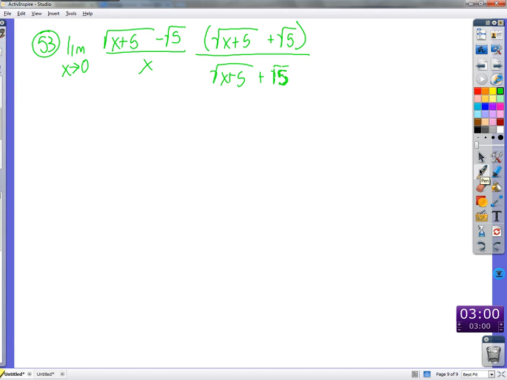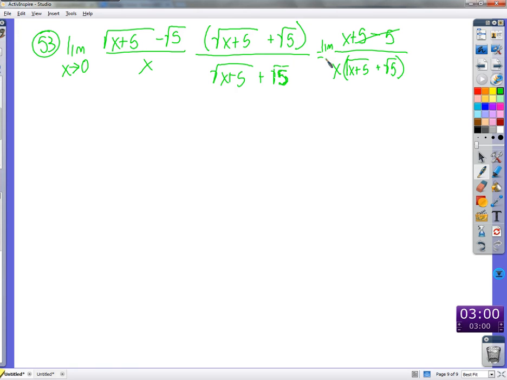Well, the thing about multiplying conjugates is you just get this term times this term minus this term times this term. Because when you multiply the middle terms together, you get exact opposites, so they just cancel each other out. So you get the square root of x plus 5 times the square root of x plus 5. What's that? X plus 5. Right. And this is a negative times a positive, so we're going to get minus square root of 5 times square root of 5. It's 5. Over, let's not try and distribute this, let's just leave it as x times the square root of x plus 5 plus the square root of 5. Well, look at that. Cancel those out.